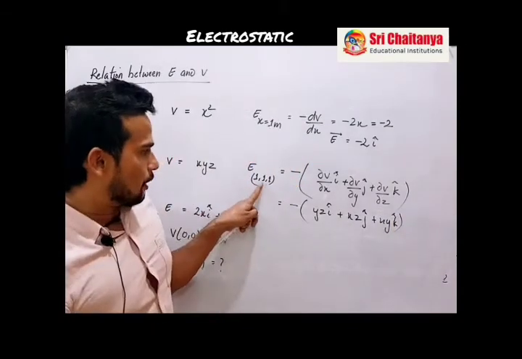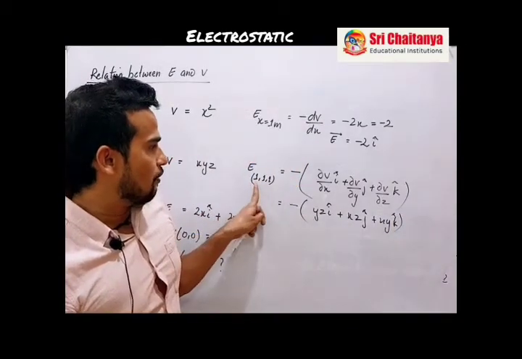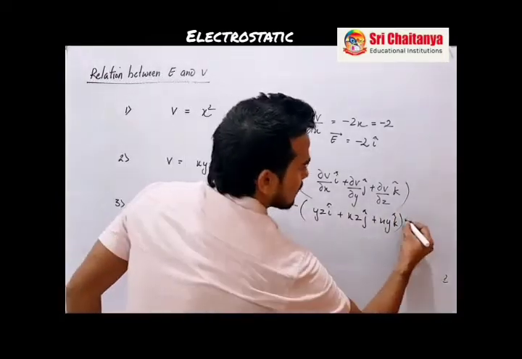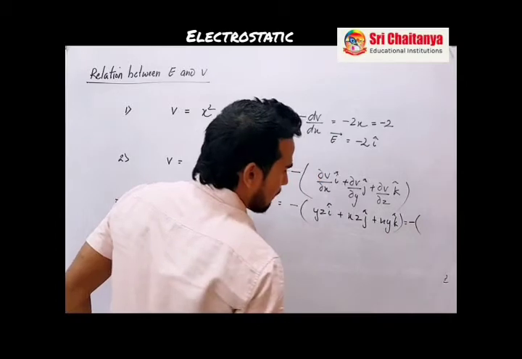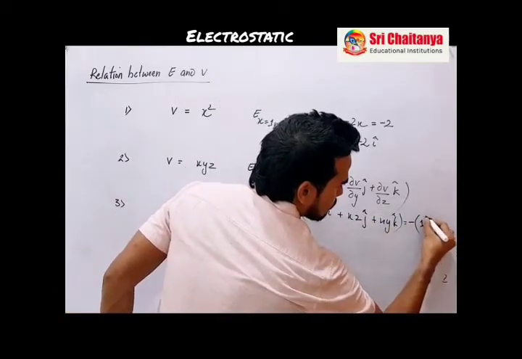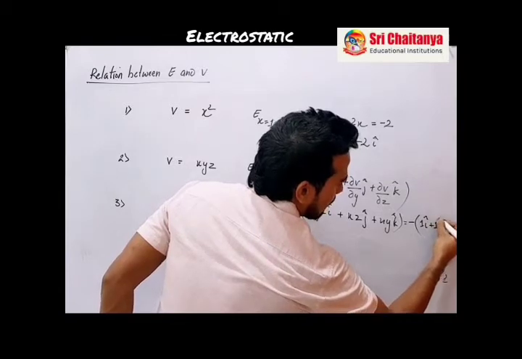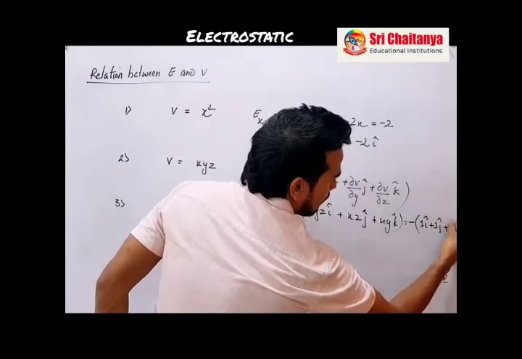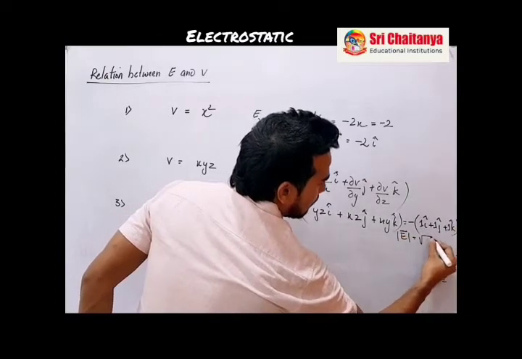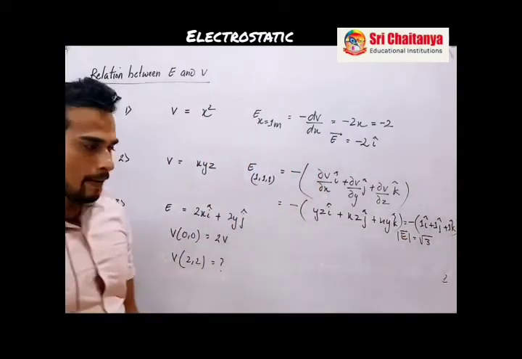Now they are asking you at 1, 1, 1, that means value of x, y and z all is 1. So you can put here, so from here you will be getting this electric field as minus, 1 i cap plus 1 j cap plus 1 k cap. If anyone asks you magnitude, you can find magnitude also. Magnitude will come root 3.